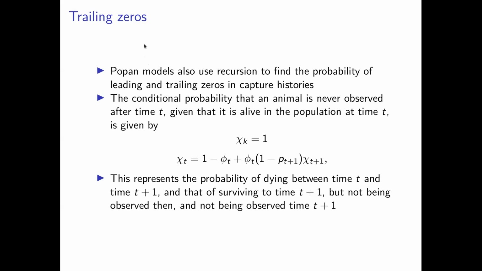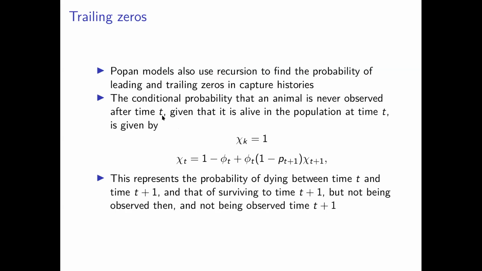Okay, now similar to CJS models, we need to find the probability of trailing zeros in a capture history using a recurrence relation. So given that the animal is alive in the population at time t, which we usually would be talking about the last time when the animal was captured, so we know that it was in the population then.